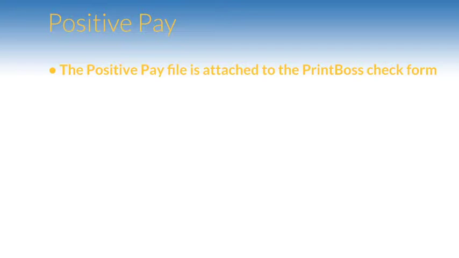To start, the PrintBoss form must be edited to enable the Positive Pay feature. To enable a Positive Pay file, you attach it to the PrintBoss check form, and this is done by adding a copy to the form and designating it as Positive Pay file. The Positive Pay file becomes part of the PrintBoss form. The Positive Pay file can be exported to the PosPay subdirectory of PrintBoss. They will have the extension of .ppp. The resulting file can be imported into other forms.